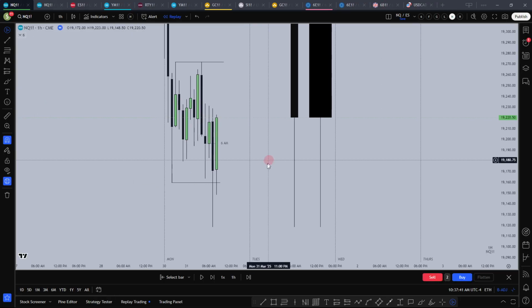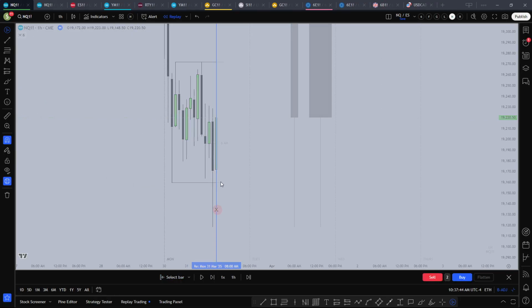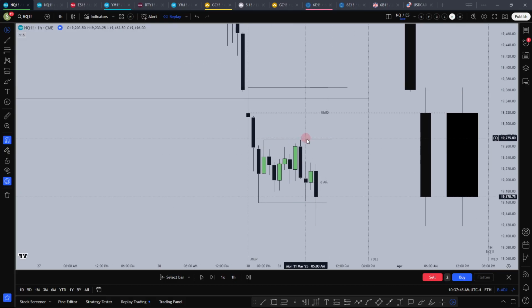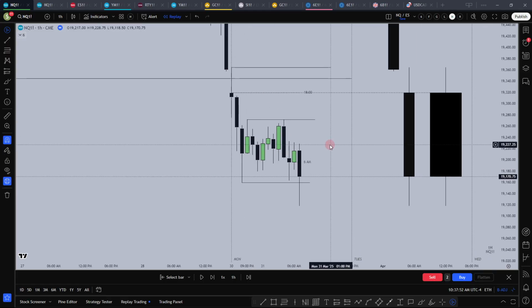If this move back up is a retracement, then this becomes the objective. If this move back up is a reversal, then this current high of the day becomes the objective.